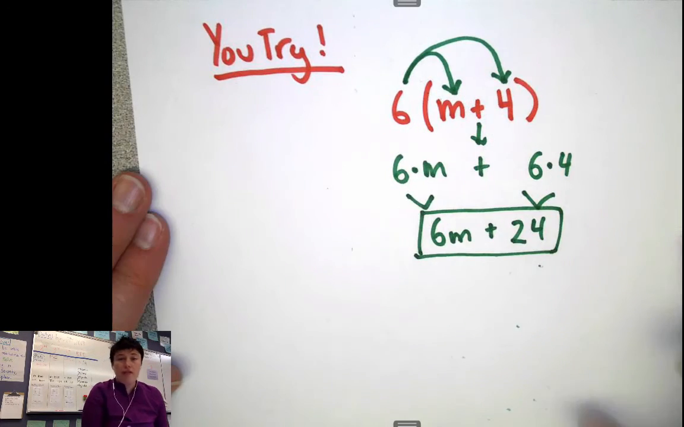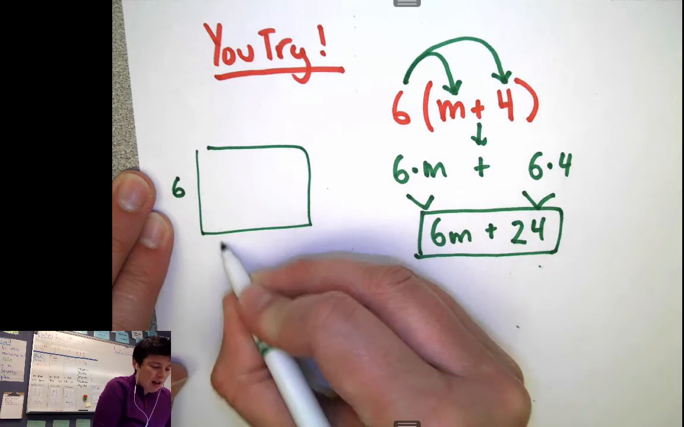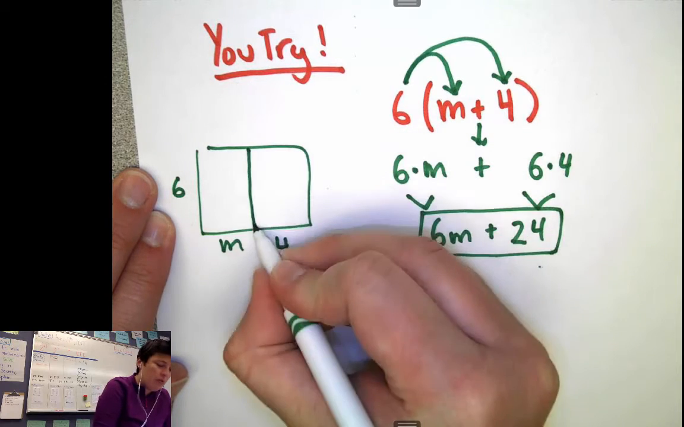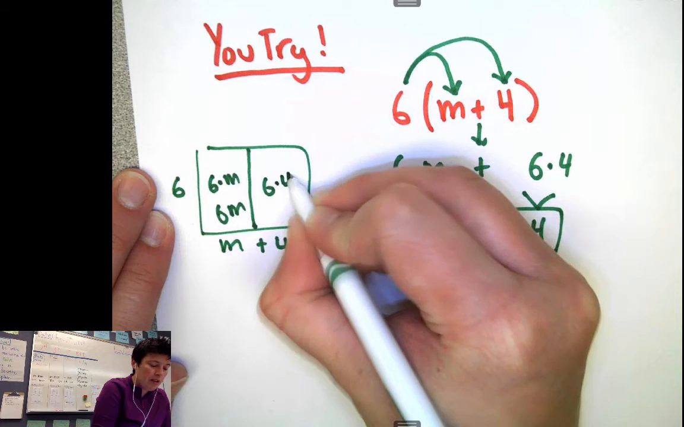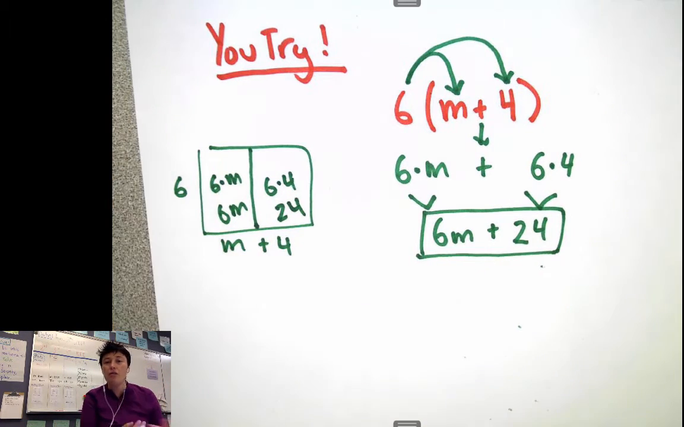If you drew the visual, then you drew some sort of a rectangle with 6 and m plus 4 as the dimensions. And when you break that up, 6 times m is 6m, and 6 times 4 is 24. Same exact answer, just another way of showing it. So how did you do? Do you have the same thing as me? If not, look for where you might have made a mistake.